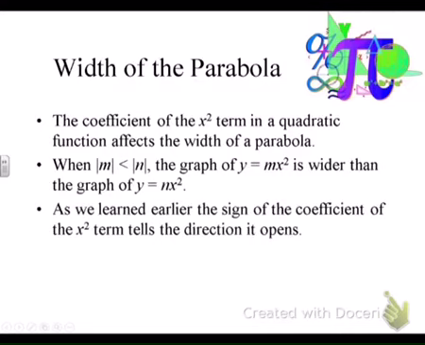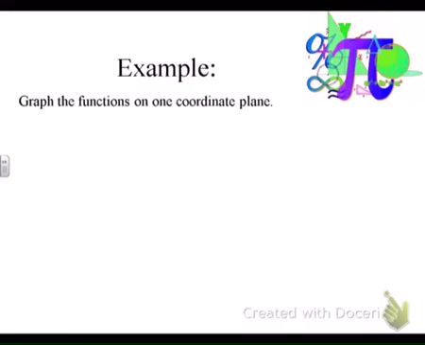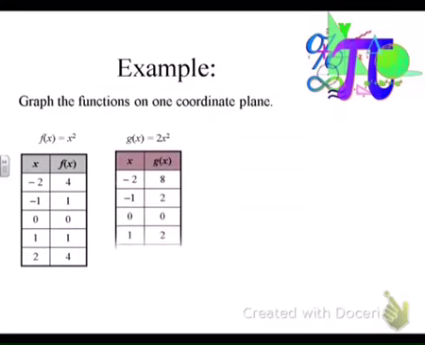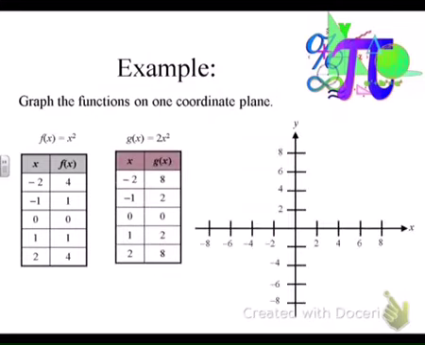Okay, as we learned earlier, the sign of the coefficient of the x squared term tells us the direction it opens. If it's positive, it opens up. Negative opens down. Okay, so if we're going to graph these functions on one coordinate plane, go ahead and make your table. Now that we have ordered pairs, we can plot them.